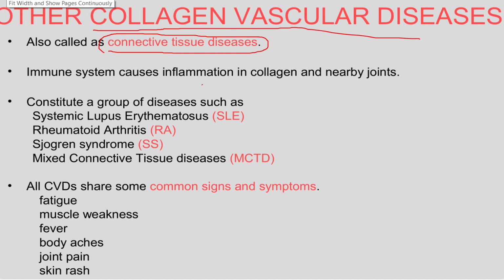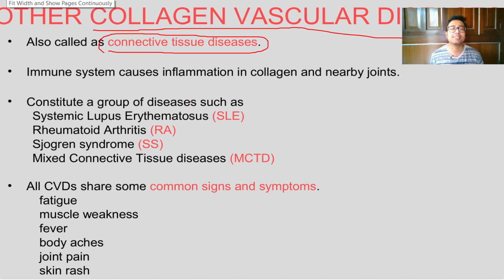So what are they? You will see these cases and you will hear their names over and over again. They are SLE, systemic lupus erythematosus, RA, rheumatoid arthritis, Sjogren syndrome, SS. Sjogren, you need to pronounce it from the esophagus. My name is Khan, like that. Okay, Sjogren syndrome, and MCTD, mixed connective tissue disease.